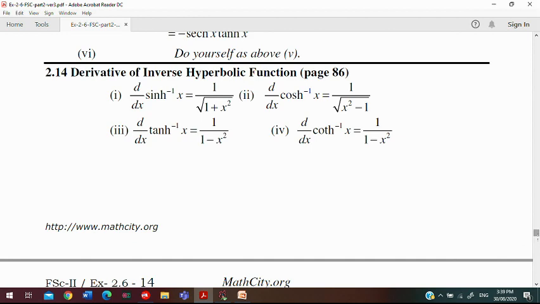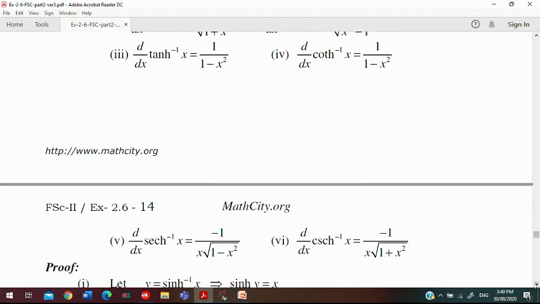Now, derivative of inverse. Before starting question number 3, I will tell you the derivatives of these inverse hyperbolic functions. Like simple trigonometric functions, we have some inverse trigonometric functions. Definitely with the hyperbolic functions, we have six inverse hyperbolic functions also. And these are the different formulas of all these inverse hyperbolic functions.